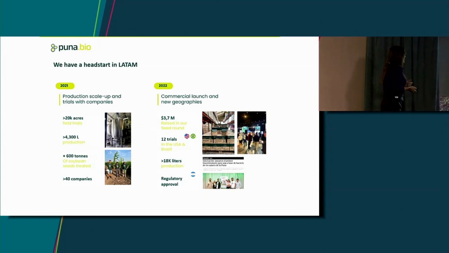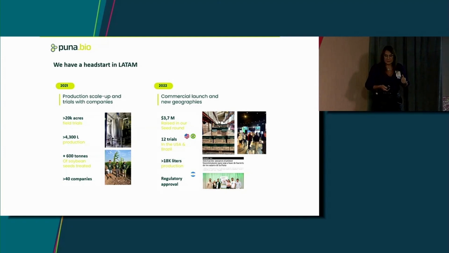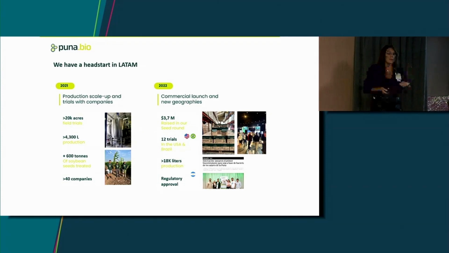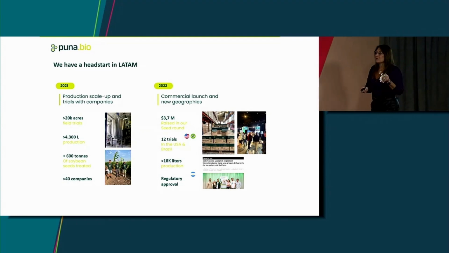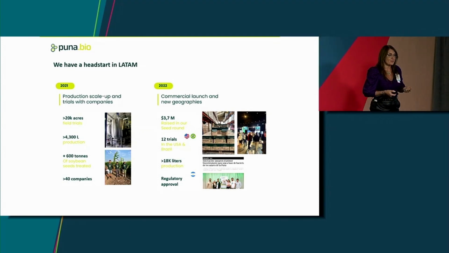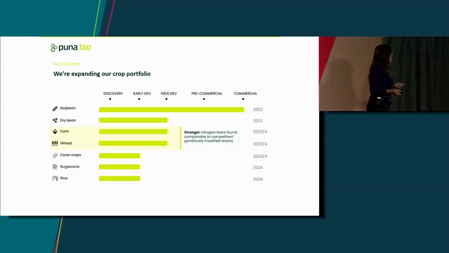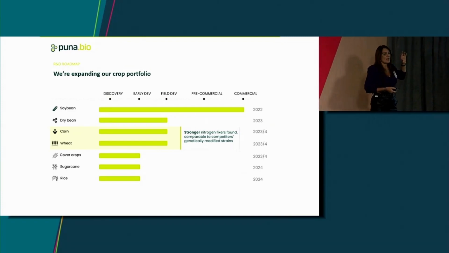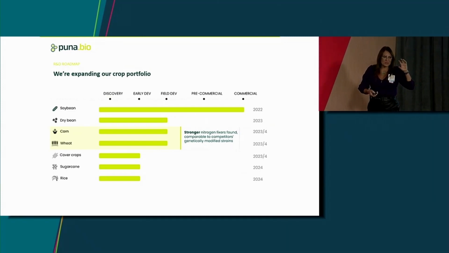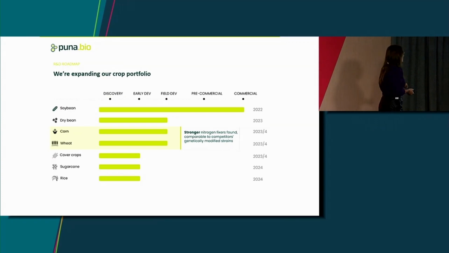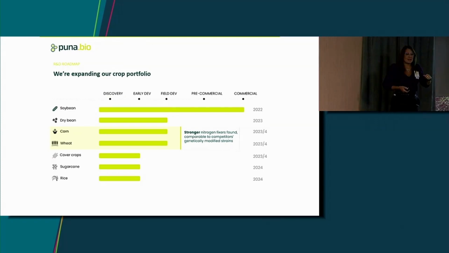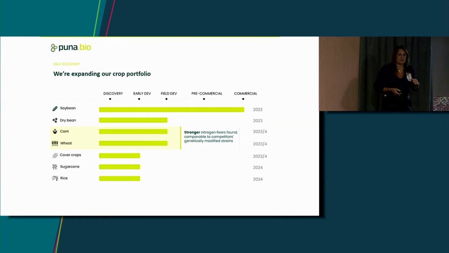And we produce 19,000 liters, and we got our regulatory approval in Argentina, but with the Nagoya process. That was the first Nagoya process that was taken in Argentina for this kind of development. In our portfolio, we're expanding to dry beans, to corn, to wheat. We have another bacteria that works very well by fixing nitrogen, and it works better than those genetically modified bacteria.